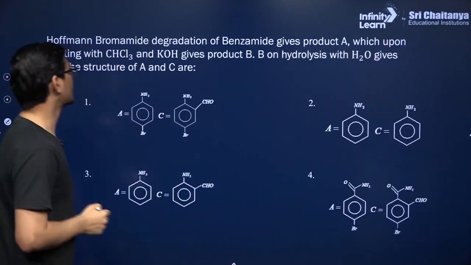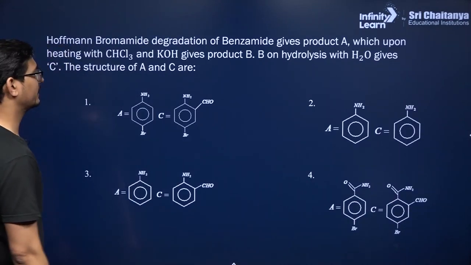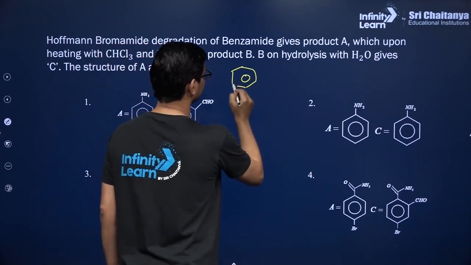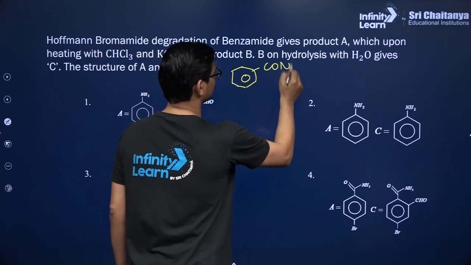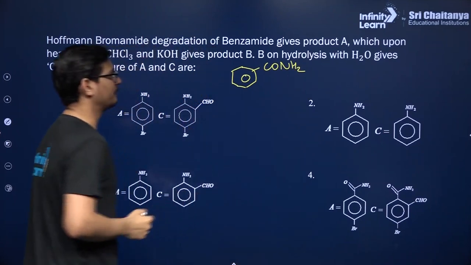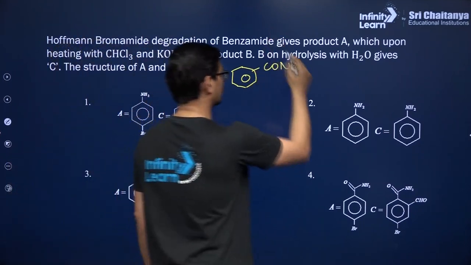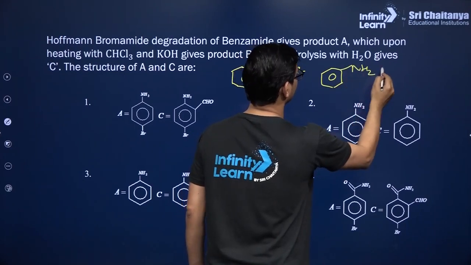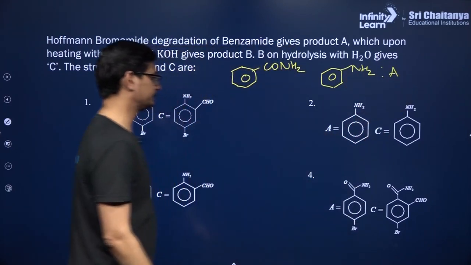All right. In this Hoffmann bromamide degradation reaction of benzamide, that is benzene carboxamide, C6H5CONH2, if you carry out the Hoffmann bromamide degradation, then the carbonyl group will go away simply and you will get aniline. So A is aniline, right?